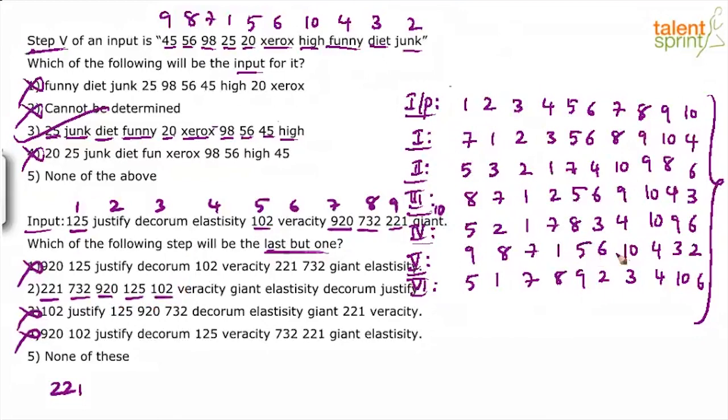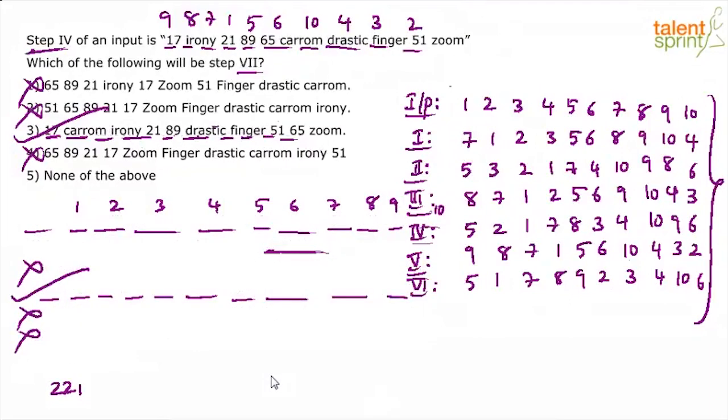So 98715, then 6, 10, 4, 3, 2. 6 veracity is correct. 10, where is 10? 10 giant, right, is correct. 4 elasticity is correct. 3 decorum is correct, and 2 justify is correct. So option 2 is your answer. It takes less than 5 seconds or less than 10 seconds to mark the answer once this sequencing is done properly. Let me present the next question as well.